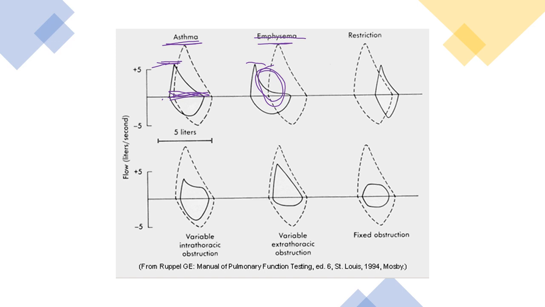Restrictive disease, here you see their volumes significantly decreased, but the graph looks the same. It's just smaller, right? So that's restrictive. The graph looks the same, it's just a mini-me version. There you go. Then there are variable intrathoracic versus extrathoracic obstructions, and then fixed airway obstructions.